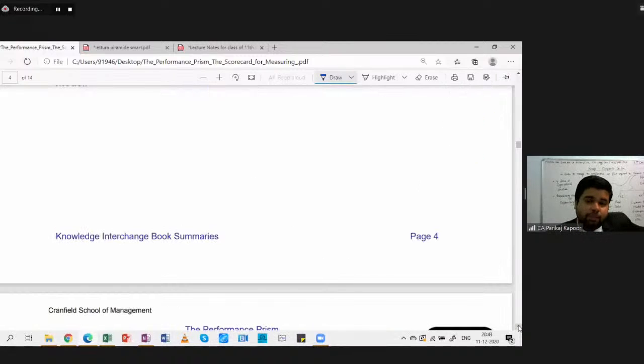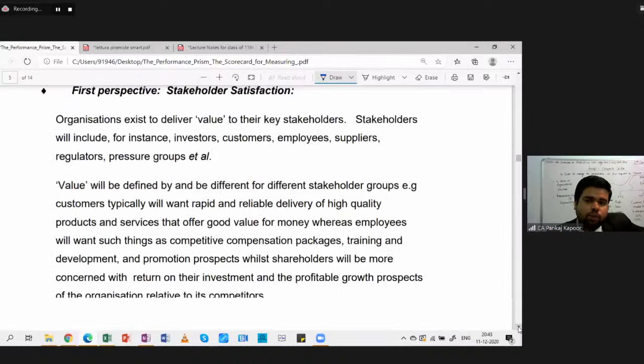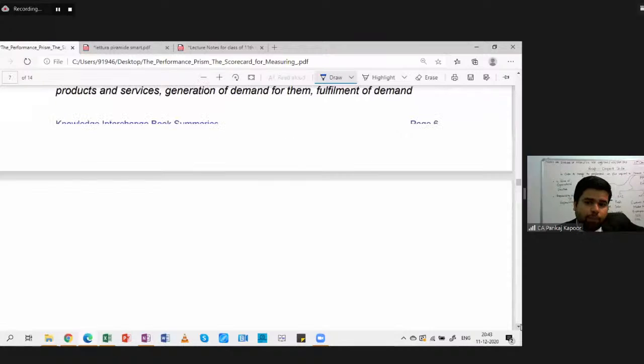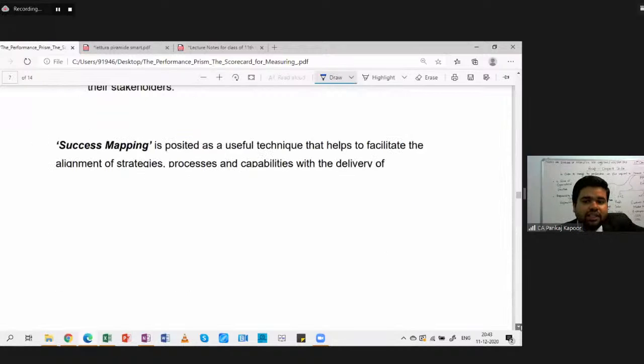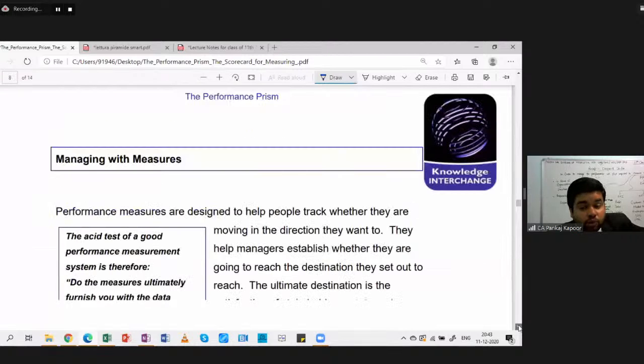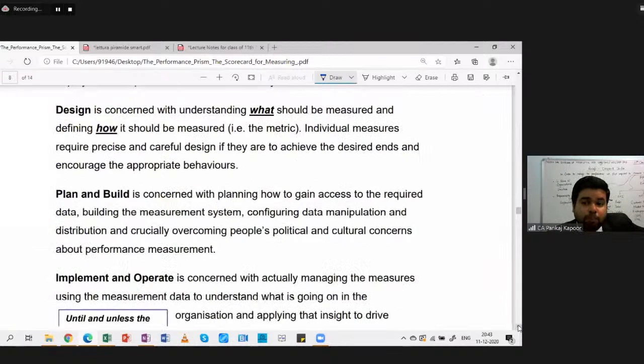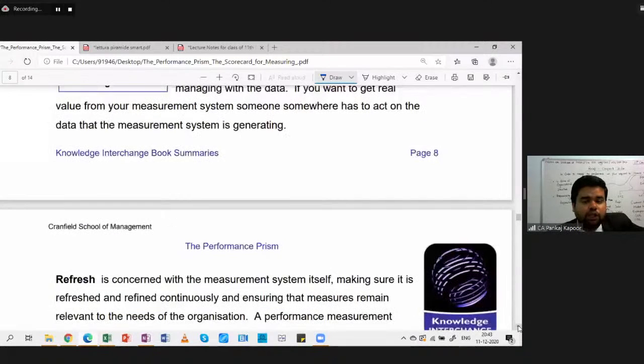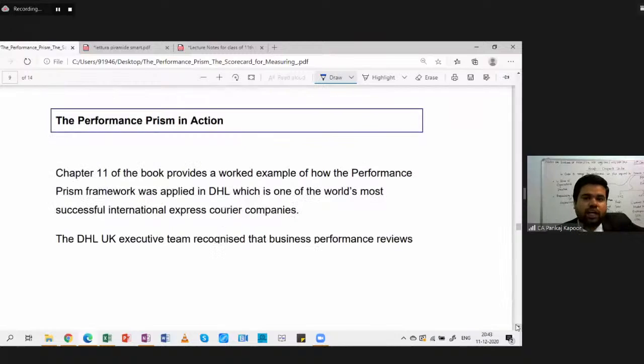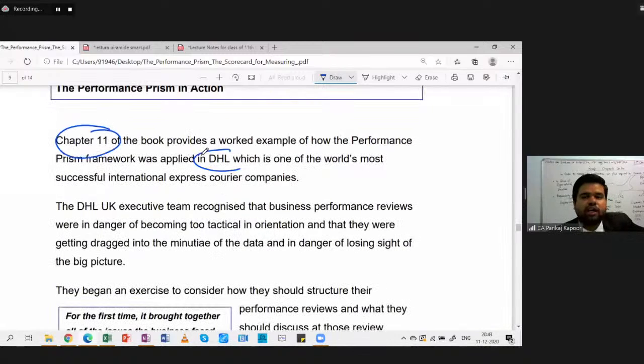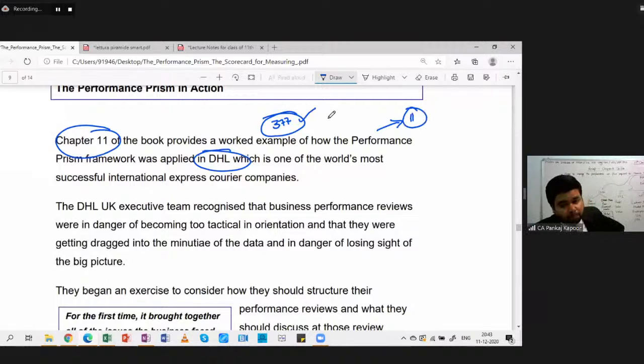Okay. In chapter number 11 of this particular book, they make an attempt to apply this model on DHL itself. So they try to mention that the performance prism can be applicable to all sorts of industry, and you can see this fact written over here. But my purpose is not to let you study the entire book of 377 pages. This document is a review of the book in 11 pages. I studied some parts of it to help you understand what the performance prism basically is.